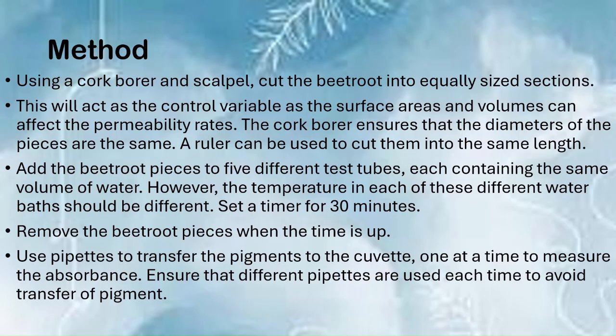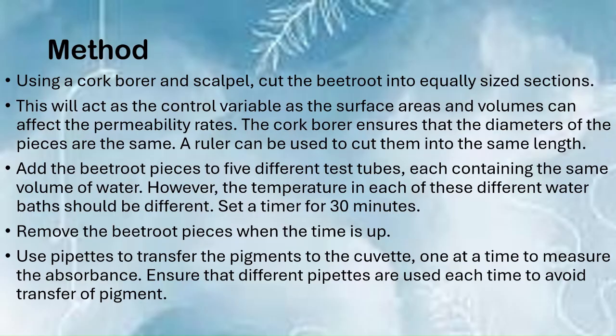Add the beetroot pieces to 5 different test tubes, each containing the same volume of water. Once again, another control variable. However, the temperature in each of these different water baths should be different. So this one, the temperature, is the independent variable in this practical.